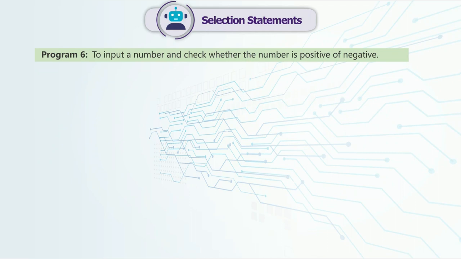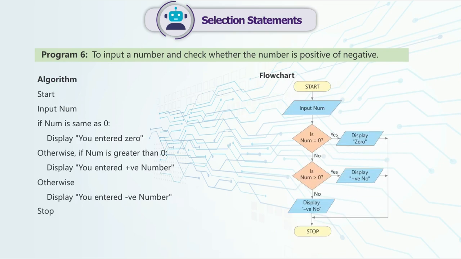Program 6. To input a number and check whether the number is positive or negative. Algorithm. Start. Input number. If number is same as 0, display you entered 0. Otherwise, if number is greater than 0, display you entered positive number. Otherwise, display you entered negative number.